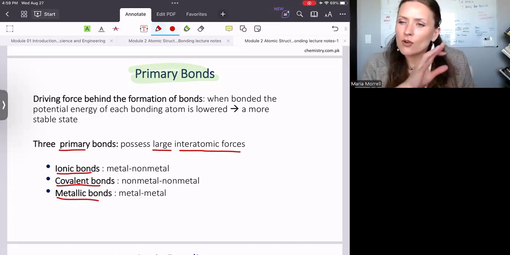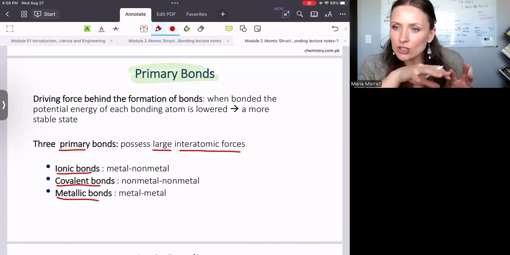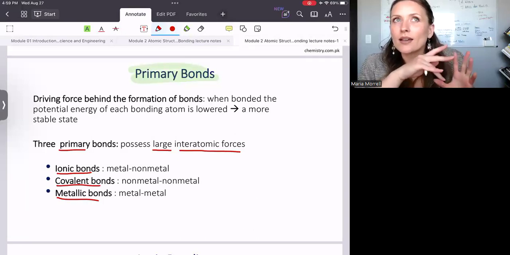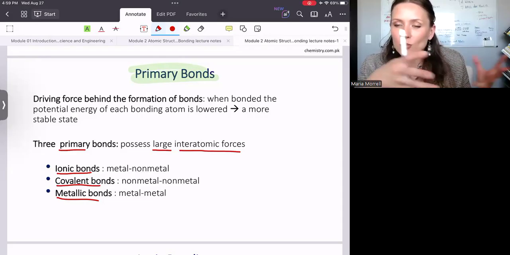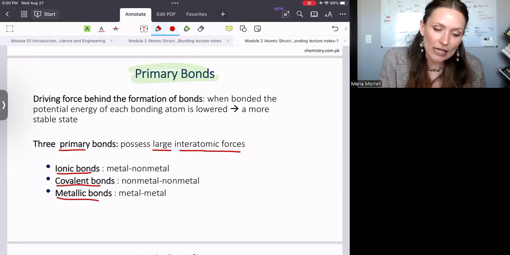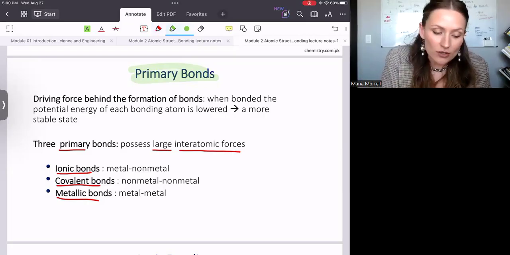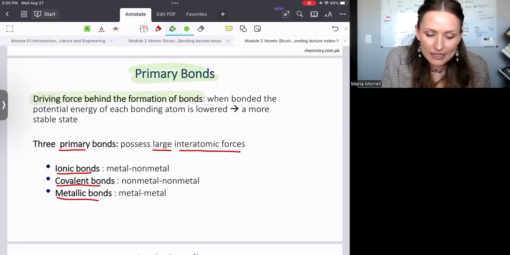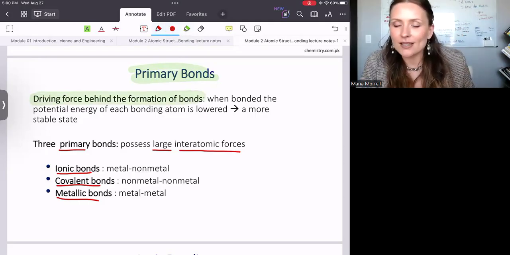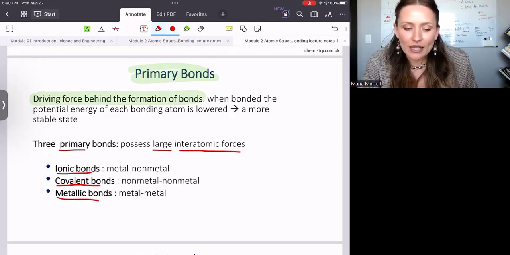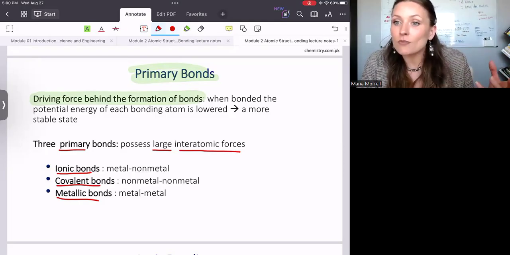Okay, now before we jump and discuss each individual bond, we need to understand why elements tend to bond, right? Why atoms, once you bring them close enough together, tend to bond instead of coexisting on their own. Or in other words, what is the driving force behind the formation of bonds? And you will probably see me asking you this question in exams or tests because this is really, really important. Why do elements tend to bond?